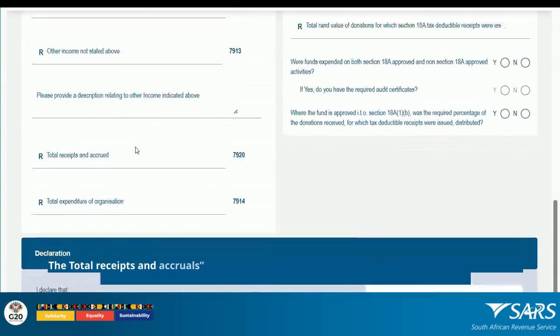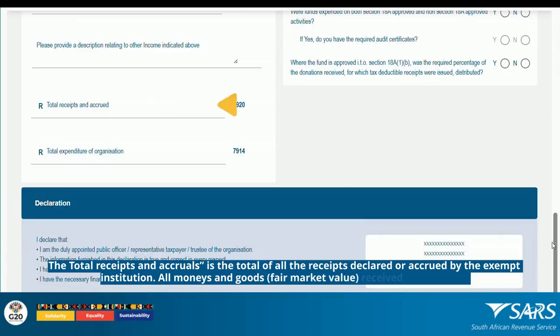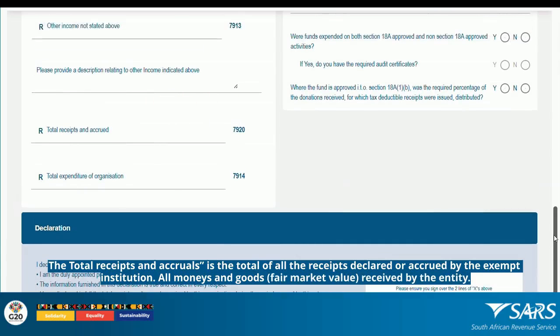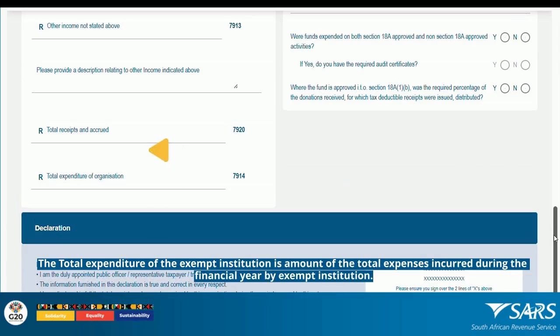The total receipts and accruals is the total of all the receipts declared or accrued by the exempt institution. All monies and goods, fair market value, received by the entity. The total expenditure of the exempt institution is the amount of the total expenses incurred during the financial year by the exempt institution.